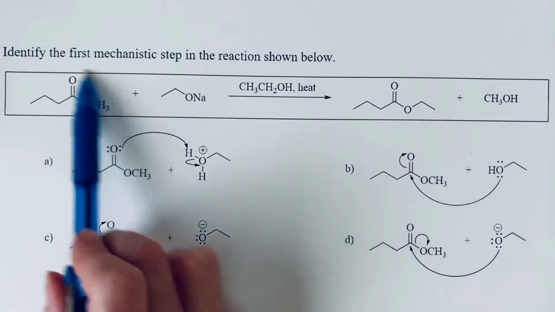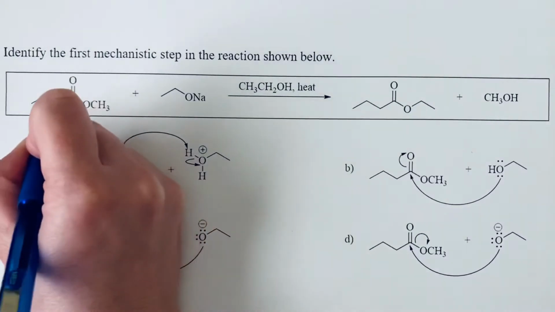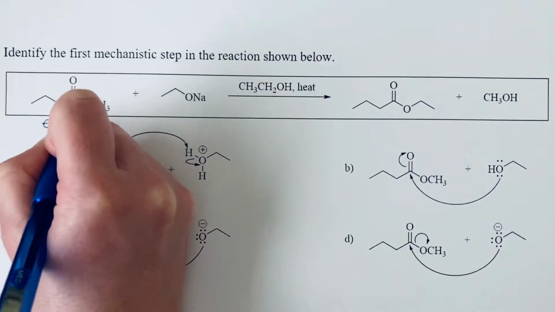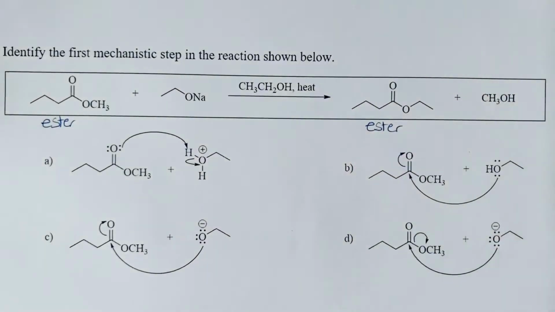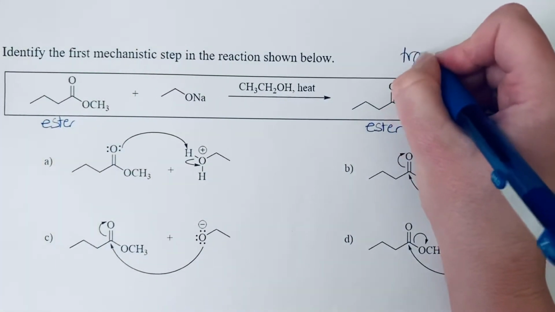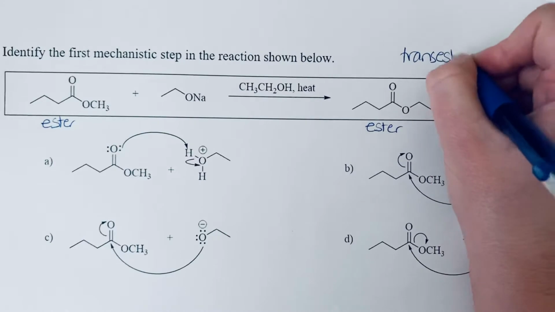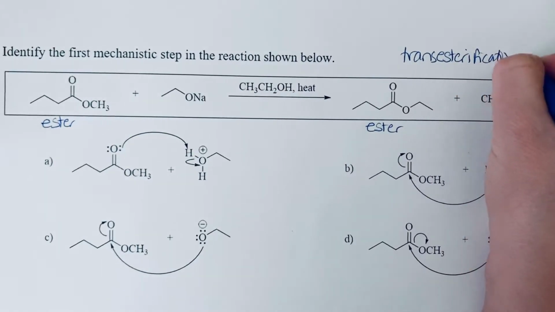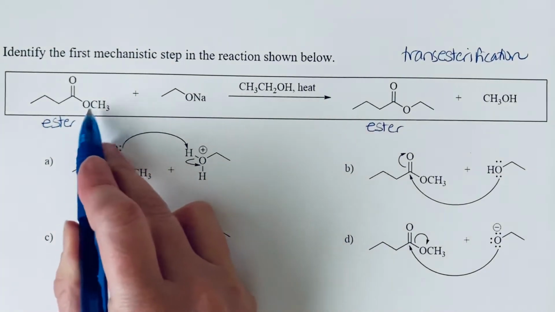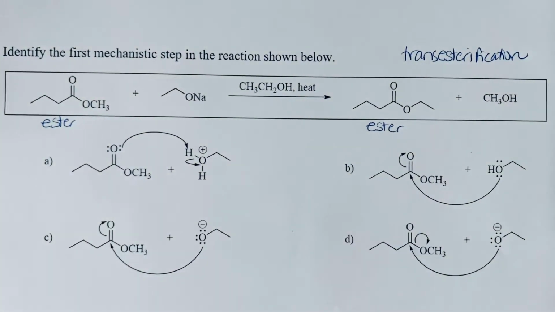So we notice that we have an ester that we are starting with, and we are forming a different ester as a product. So this reaction is definitely a trans-esterification reaction. That's a reaction where you take one ester and you replace the OR group to make a different ester. And we know that we can do this reaction under acidic conditions, or we can do it under basic conditions.